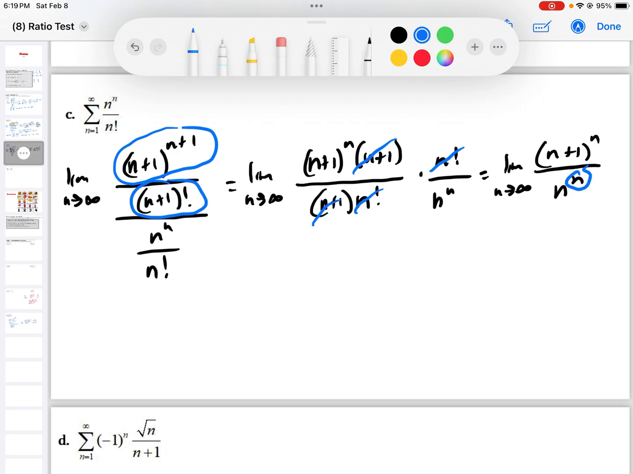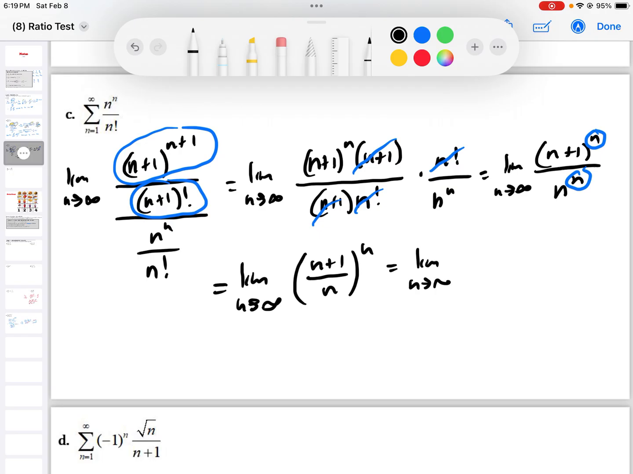And I notice that this is the same exponent, so I'm going to rewrite that as the limit as n goes to infinity of n plus 1 over n, to the power of n. And this is a tricky one. This is going to equal the limit as n goes to infinity of 1 plus 1 over n, if I divide each term by n, to the power of n, which is the number e. Isn't that clever? All right, so this is kind of a special one.